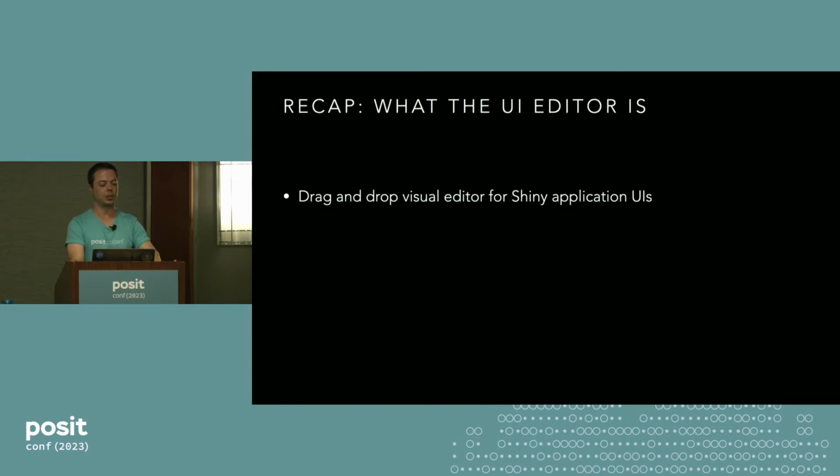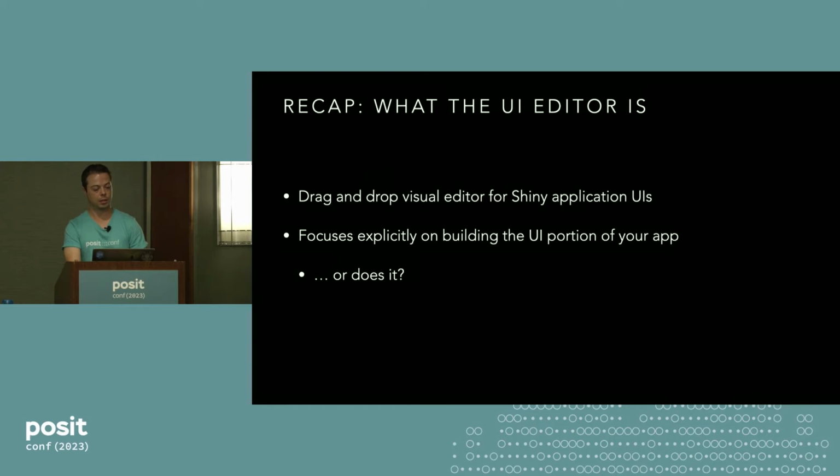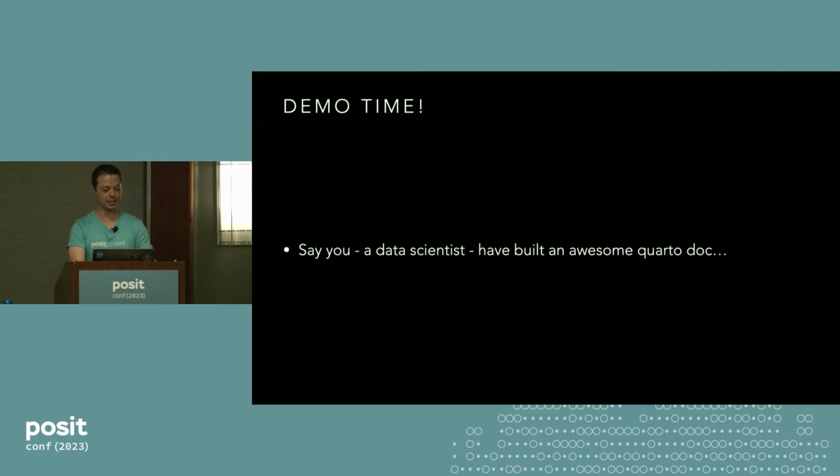So first and foremost, the UI editor is a drag and drop visual editor for your Shiny applications' UIs. And it's focusing specifically on the UI. It's the Shiny UI editor. Or does it, actually? We'll get into that in a little bit. You can get the UI editor via an R package, or if you're one of those crazy people that likes to use VSCode to write R, we have a VSCode extension. You can be one of the few people that have ever used it.